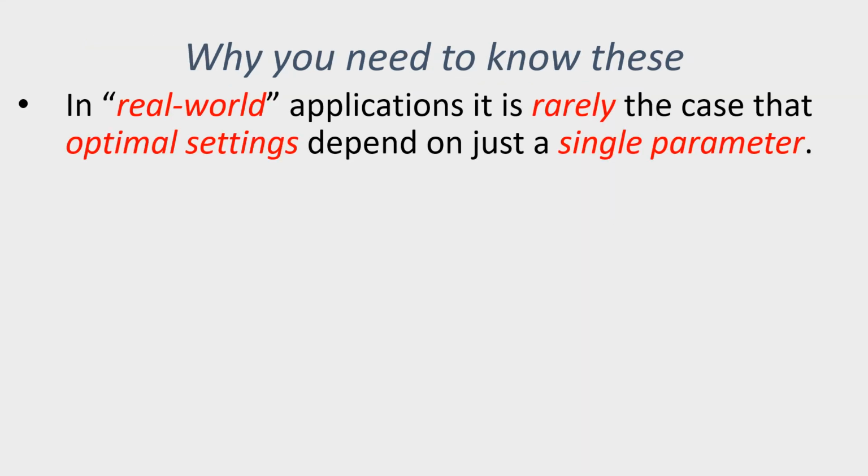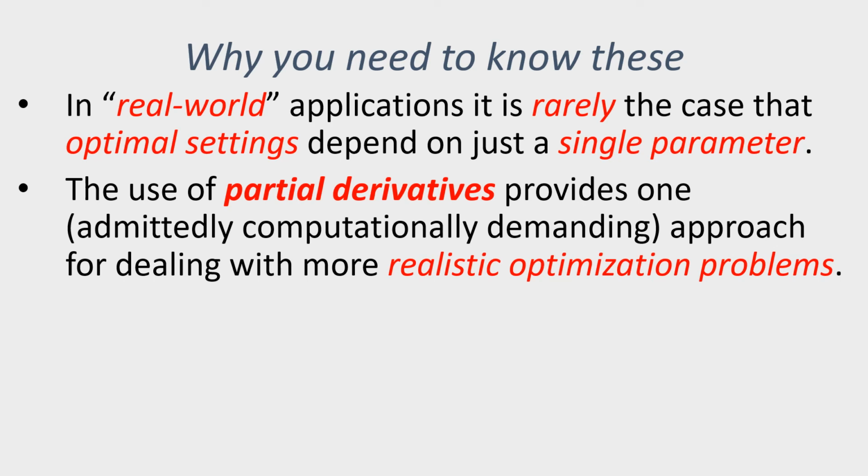Why do you need to know this? If you look at real-world applications of optimization, very rarely do you find that you're dealing with setting a single parameter. The use of partial differentiation and partial derivatives provides one way, admittedly quite a computationally costly way, of dealing with what we might call realistic optimization problems. So here's just a quick recap of what goes on.